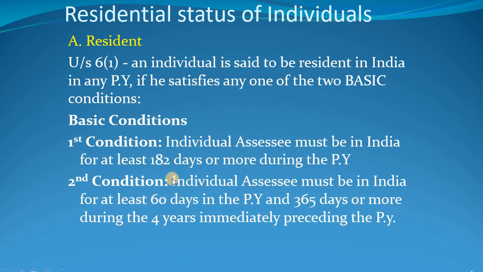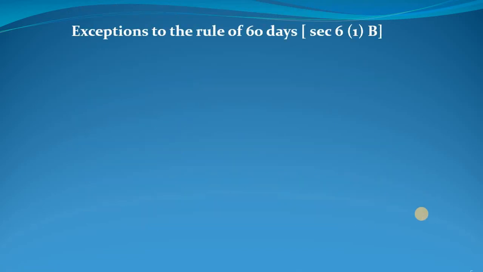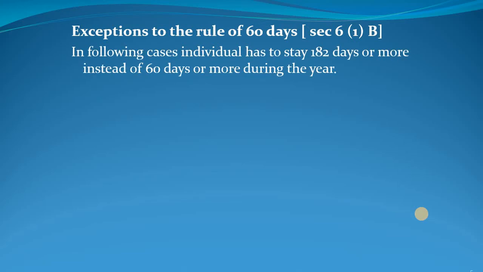But there are certain exceptions to this 60 days. Let's see what the exceptions are. Very important, that one. Exception to the rule of 60 days, Section 6 subsection 1(b): in the following cases the individual has to stay 182 days or more.